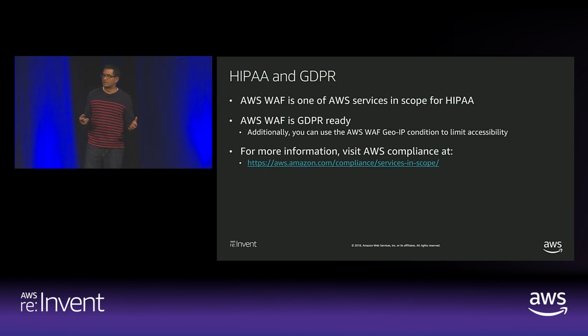HIPAA, if you're doing any work in the healthcare industry, is the Health Insurance Portability and Accountability Act, and GDPR is the EU General Data Protection Regulation. WAF is GDPR ready. WAF is one of the services in scope for HIPAA. So just by using AWS WAF, it can help towards achieving some of these compliance standards that you may need to adhere to. For more details about compliance, you can go to the AWS website where our compliance program descriptions are posted publicly.